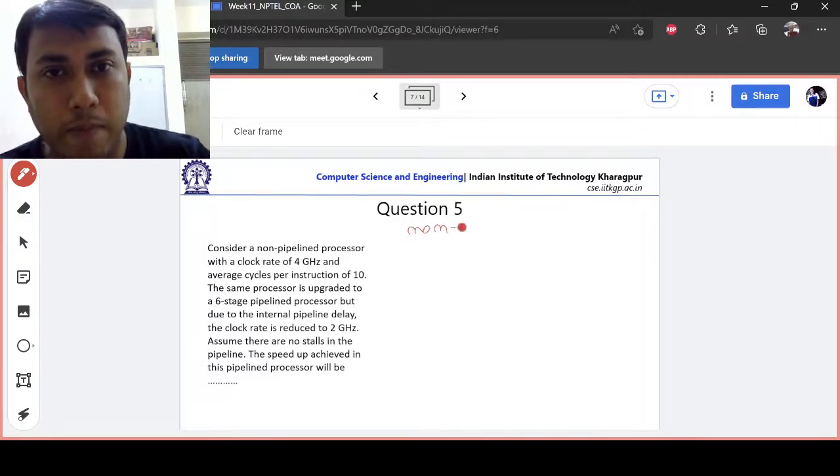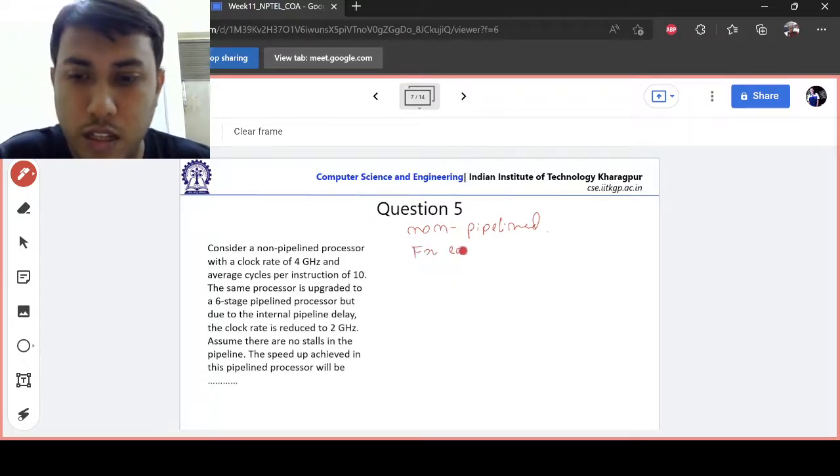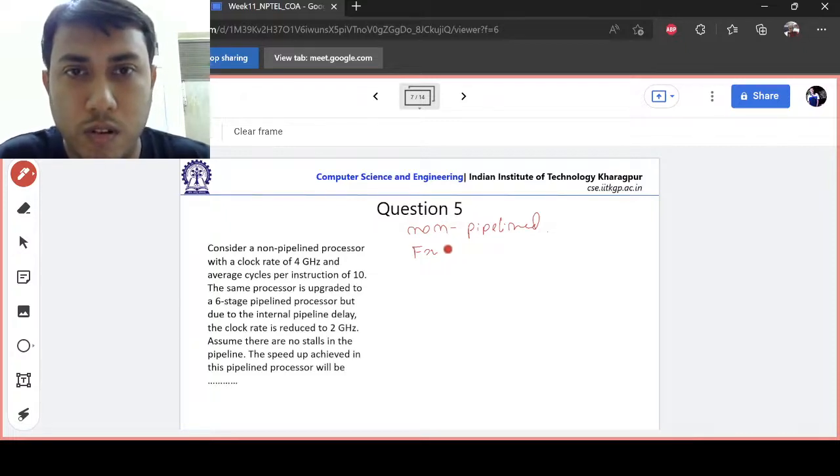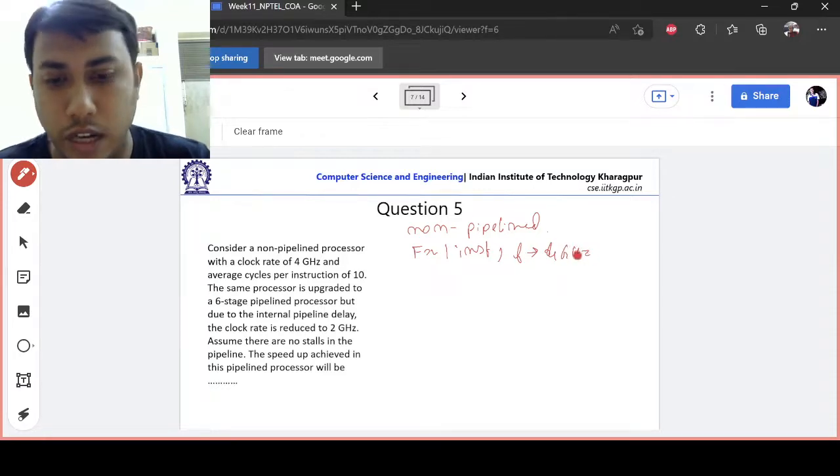So in the non-pipeline, it is said, for one instruction, frequency 6 gigahertz.